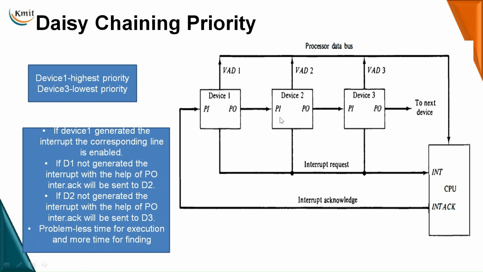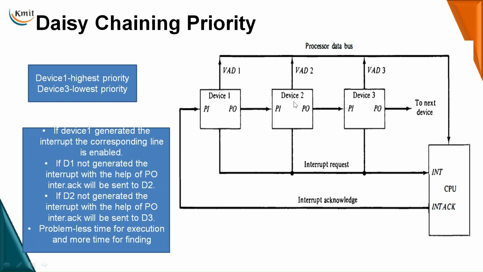Say for example, there are two devices, device 2 and device 3, which want to interrupt the CPU at the same point of time. Both of them will generate an interrupt request at the same time. They will enable the interrupt request line of the CPU. Whenever the CPU receives an interrupt request, it will send an interrupt acknowledgement signal, which will first go through device 1's PI. Since device 1 has not generated an interrupt, it will just forward that acknowledgement to the next device through PO, the priority output. So it reaches device 2.